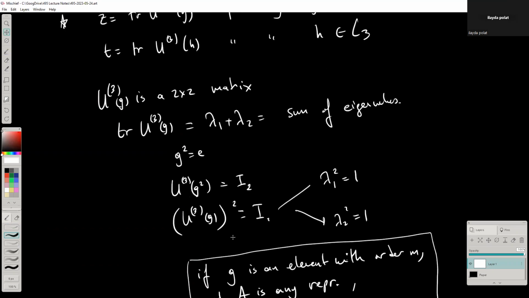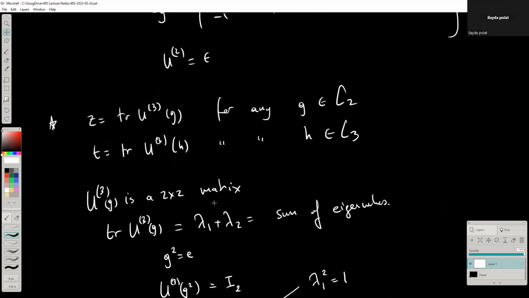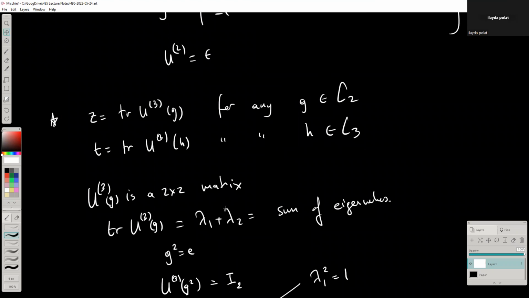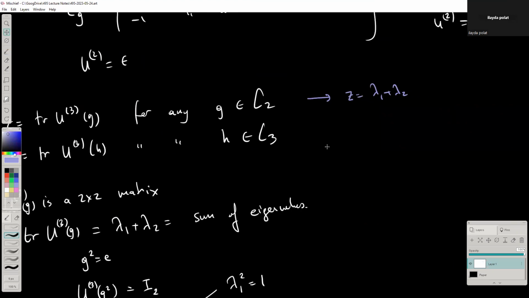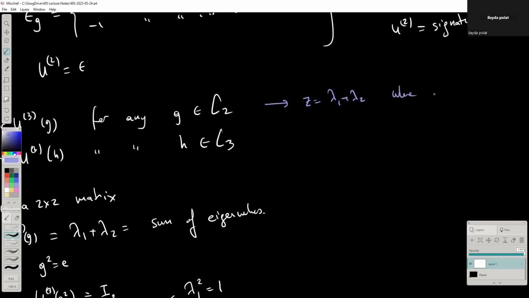So that means, in this case, this Z is basically equal to, all right, I'm going to write it in here with that color. So Z therefore is equal to lambda 1 plus lambda 2, the sum of two eigenvalues, where each lambda i is equal to plus or minus 1, which means that Z is equal to either minus 2 or 0 or plus 2.